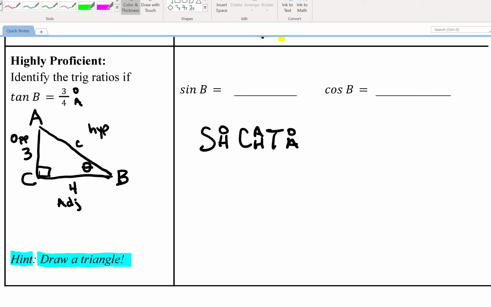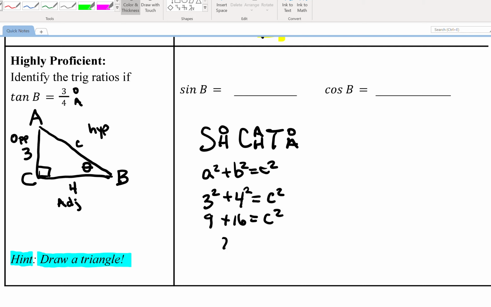And so then we're going to use the Pythagorean theorem to find out what C is. So a squared plus b squared equals c squared. It doesn't matter which one of those you choose, just so long as those are the two legs. We would say 3 squared plus 4 squared equals c squared. 3 squared is 9, and 4 squared is 16, and that's c squared, and then 9 plus 16 is 25. If I take the square root of both sides, the square root of 25, c is 5.